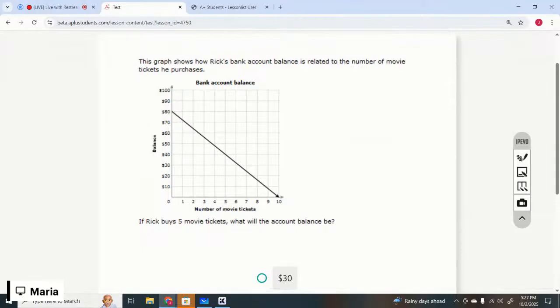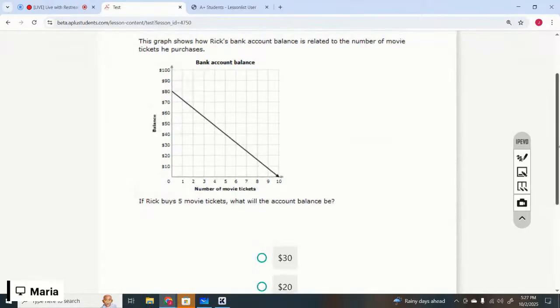This graph shows how Rick's bank account balance is related to the number of movie tickets he purchases. If Rick buys 5 movie tickets, what will be the balance? So which is the correct option?